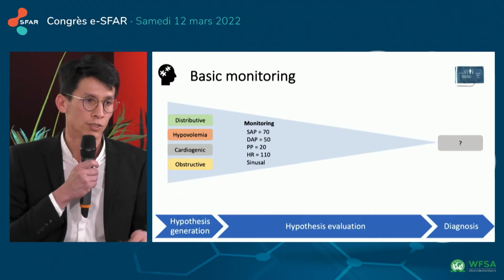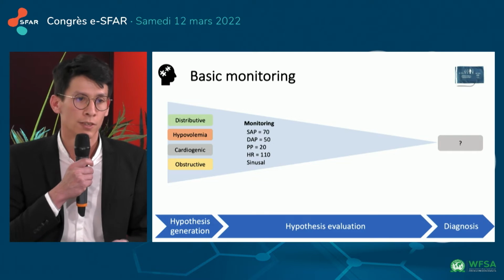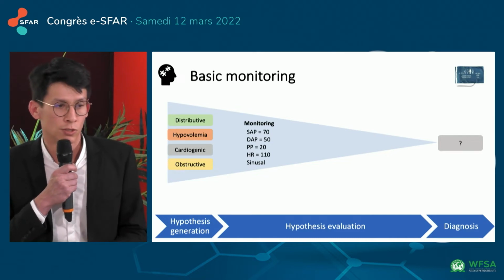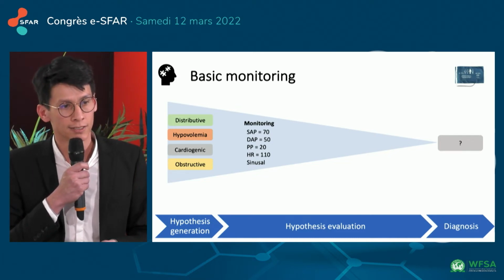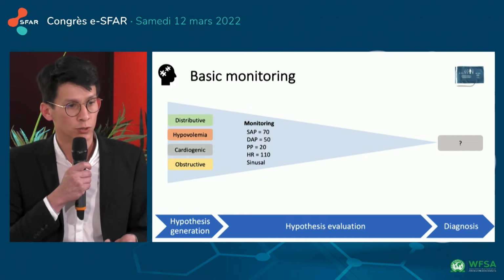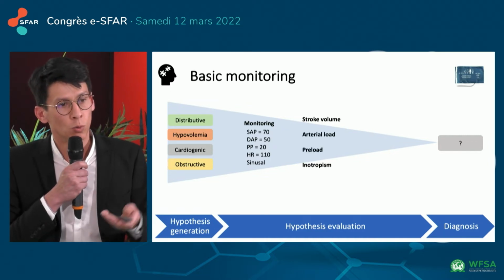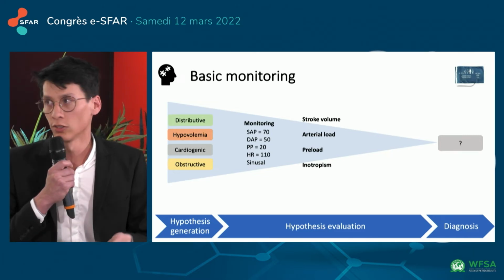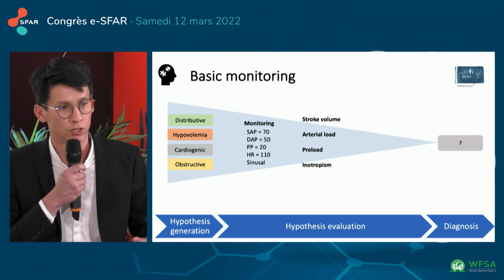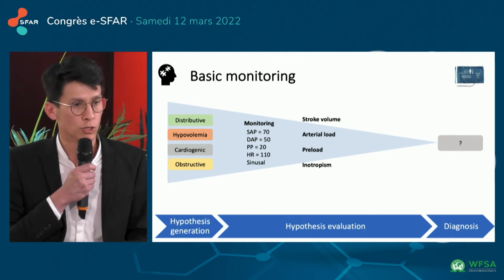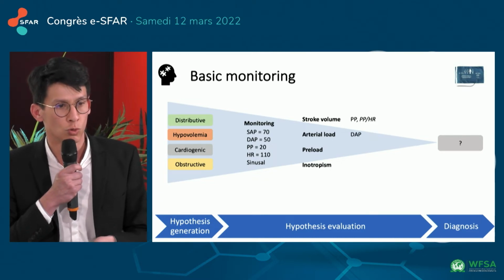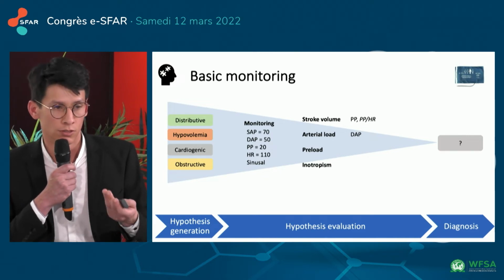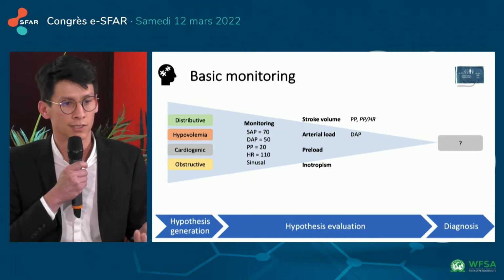So let's say your patient only has basic monitoring. So the minimal required by law when you're doing anesthesia. Here are the hemodynamic values you would get. And the first thing you need is to determine from these values which determinant of arterial pressure is impaired in order to diagnose the type of shock and thus to know what is happening in your patient. So among those values, what you can use is pulse pressure and the pulse pressure to heart rate ratio that reflects stroke volume, and diastolic arterial pressure is also daily used as a reflection of arterial load.